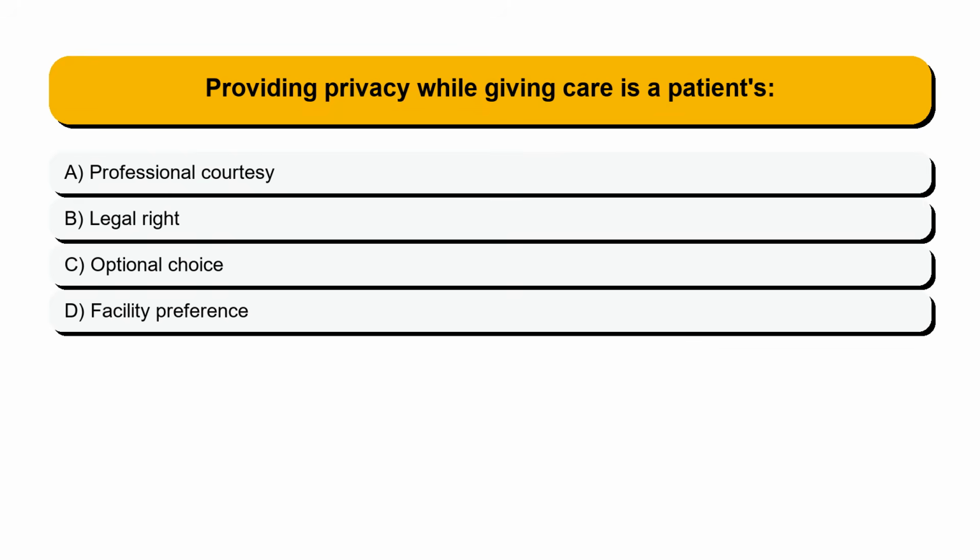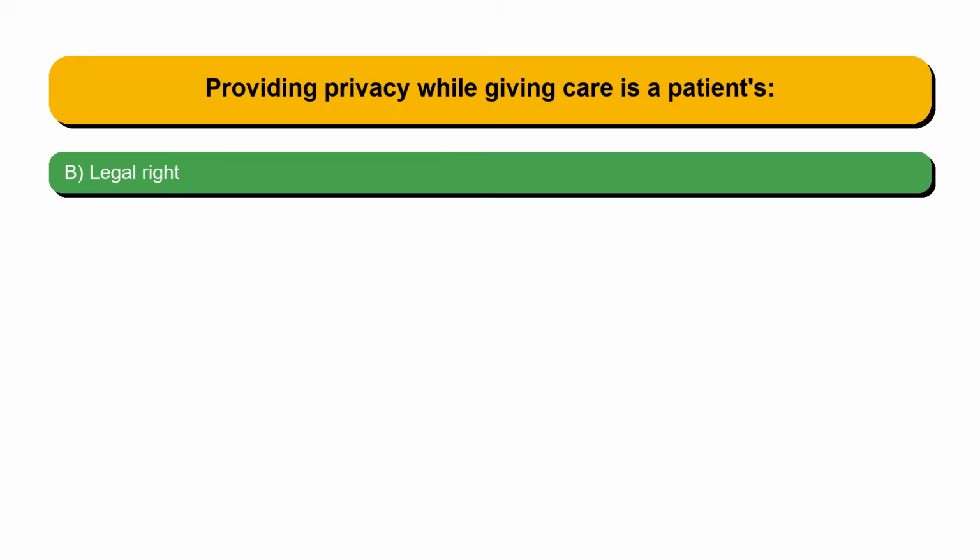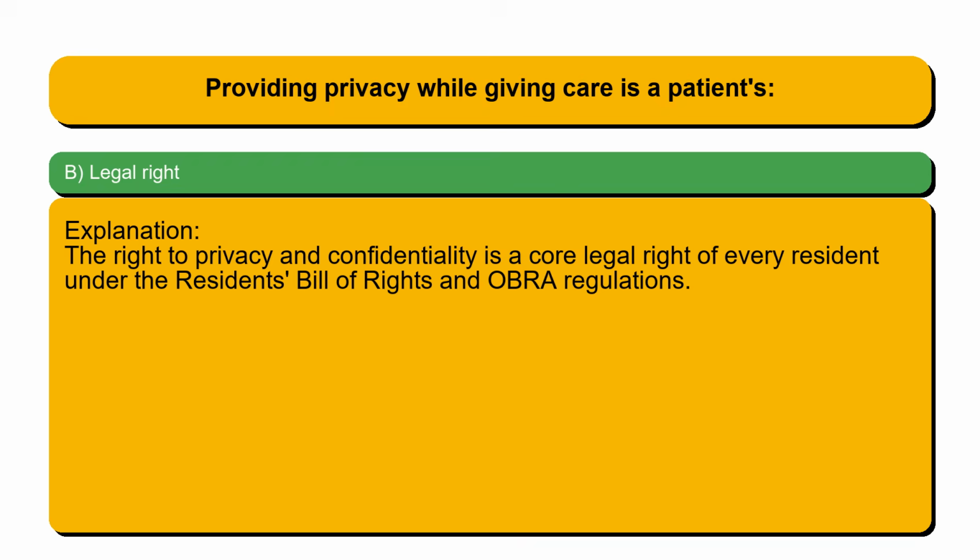Question 50. Providing privacy while giving care is a patient's. Option A. Professional courtesy. Option B. Legal right. Option C. Optional choice. Option D. A facility preference. The correct answer is option B. Legal right. The right to privacy and confidentiality is a core legal right of every resident under the Residents' Bill of Rights and OBRA regulations.